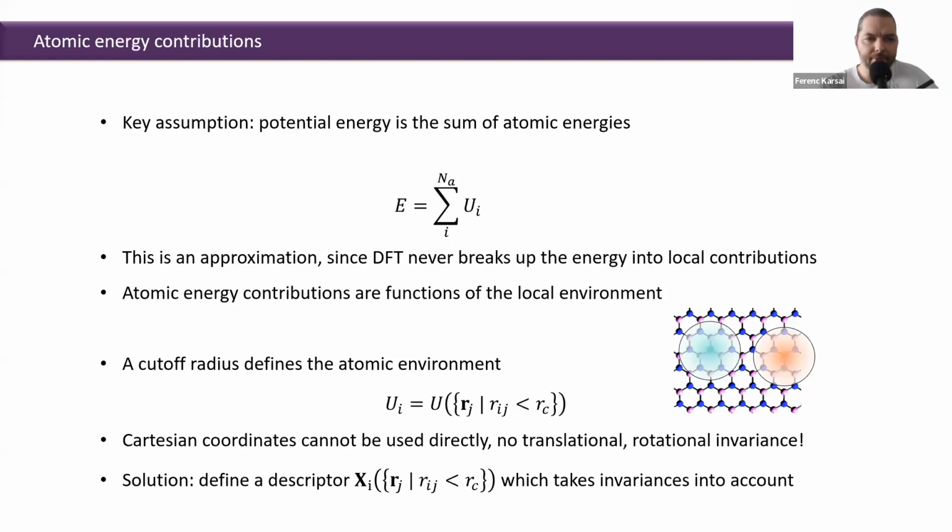And here now comes a crucial point. What would happen if we would use the Cartesian coordinates directly as input for the machine learning functions? It would not know automatically anything about translational and rotational invariance. For that, we would have to provide this information in the training data set. That would mean we would need a huge training set, making the method really impractical.